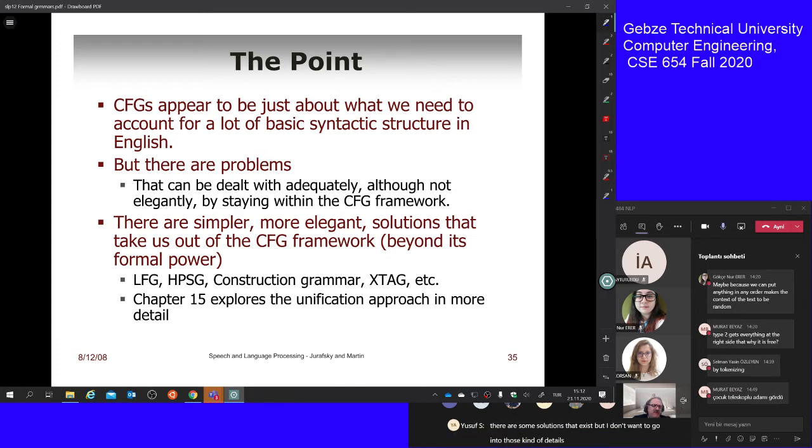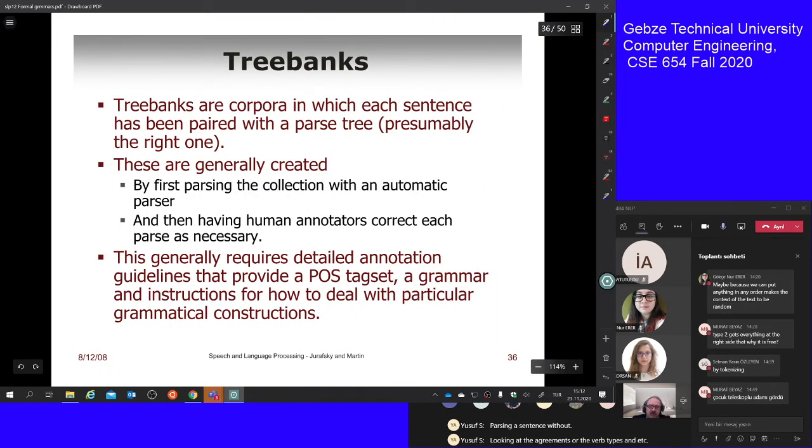So for now, what we are going to do is ignore those kind of problems, and we will stay focused on our main problem of parsing a sentence without looking at the agreements or the word types and etc. For now we looked at the context-free grammars and their relation to the human languages or the natural languages.